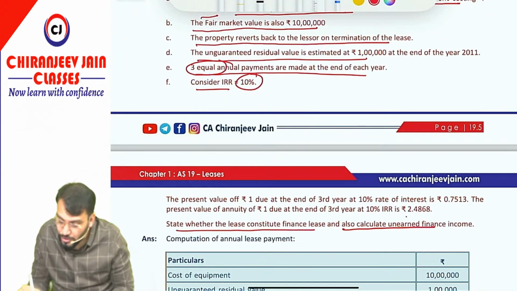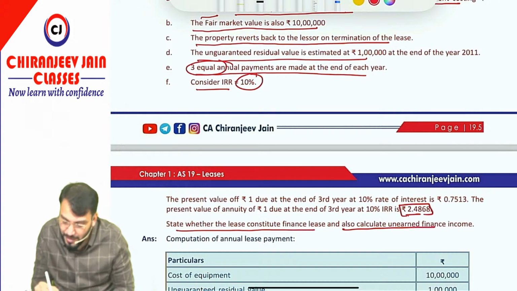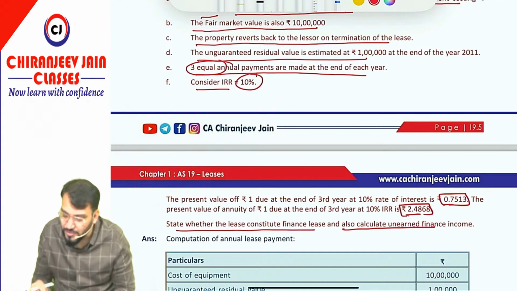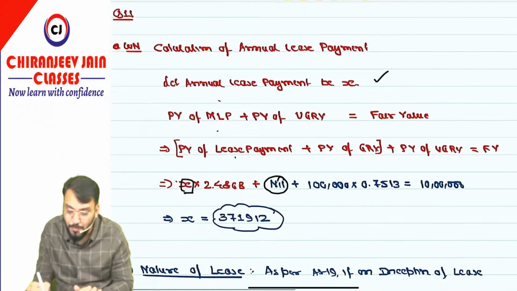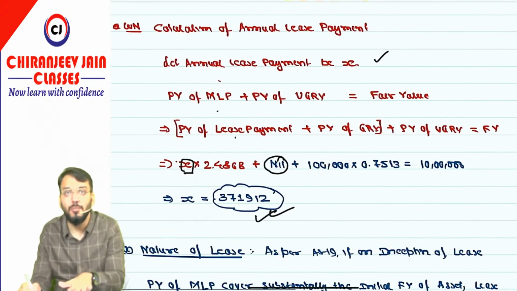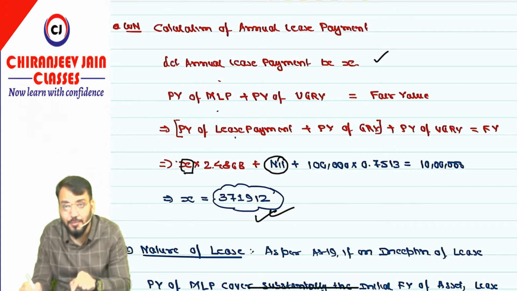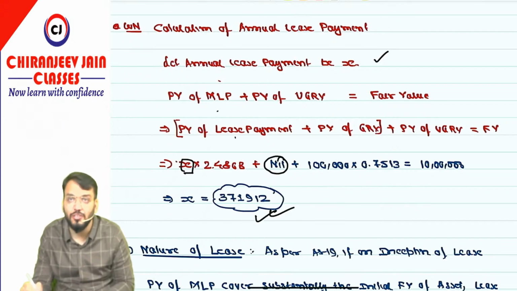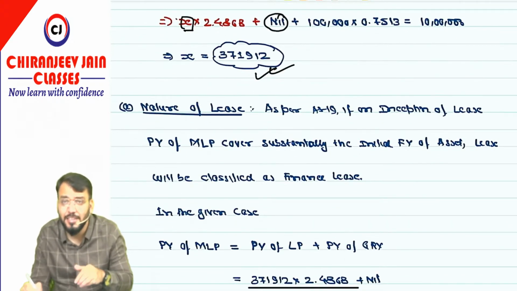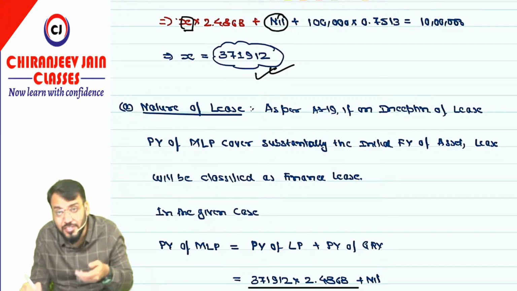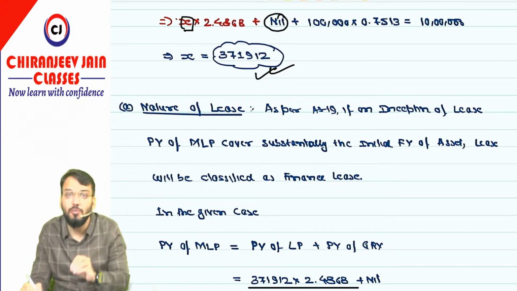You can see the annuity factor is given, and at the end it is 0.7513. This all is given. So 0.7513. If you solve this, X will be equal to this. So annual lease payment is 3,71,912. Now we'll find the nature of lease. So we know that as per AS 19, if on inception of lease, present value of minimum lease payment substantially covers the fair value of asset, then it will be a finance lease.